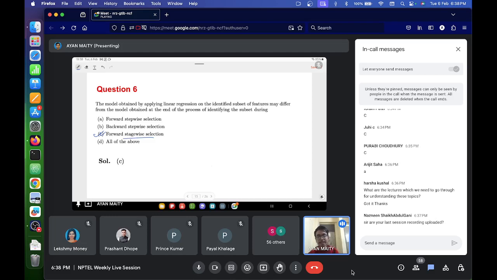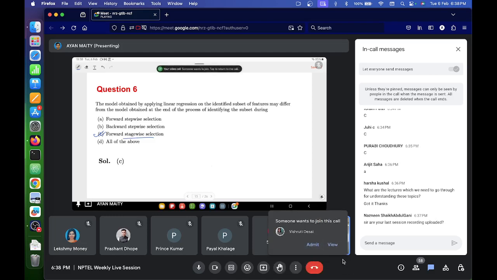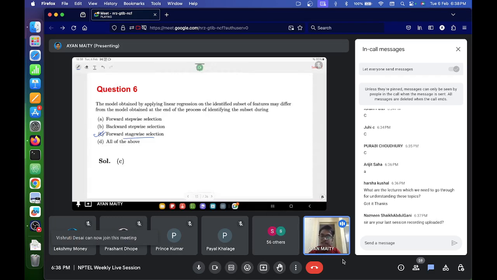These two methods for subset selection do not create or train any linear regression model, whereas forward stage-wise selection actually creates a linear regression model, which might differ from the model that we might get after training on the identified subsets after the feature selection. So those two models might be different. So option C is the correct answer.